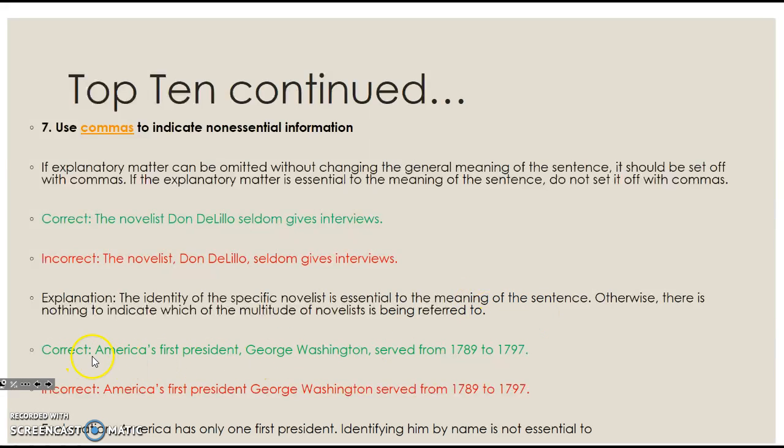Here's a correct version. America's first president, George Washington, served from 1789 to 1797. All right, now, America's first president, we could look that information up. We don't necessarily have to have George Washington. We've only have one first president in America. So it's non-essential information. You would not write it in the same way without the commas. America's first president, George Washington, served from 1789 to 1797. That is incorrect. Okay.